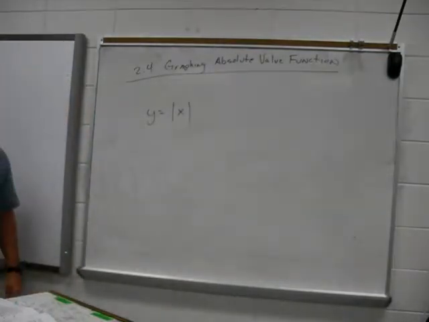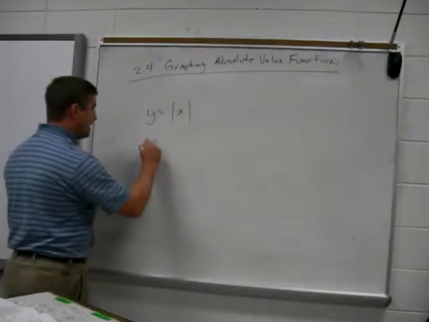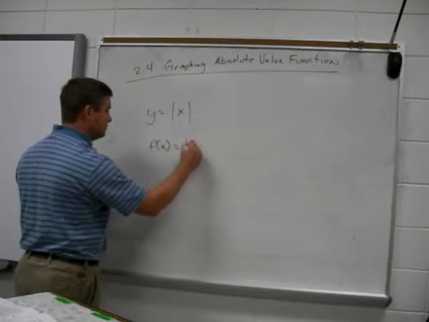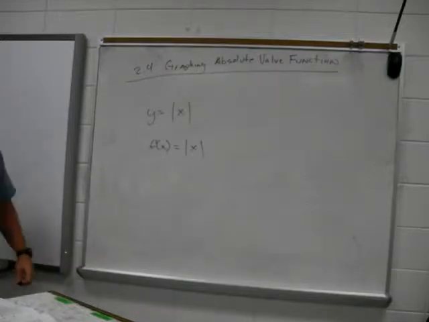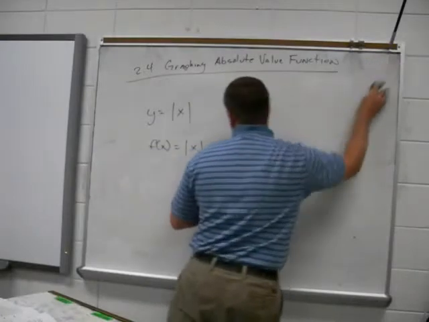Y equals absolute value of x. Notice now we have a y. Okay? It can also be rewritten as f of x is equal to absolute value of x. Okay? They're the same thing. I don't want you to get tripped up when you see f of x instead of y. They are the same thing.